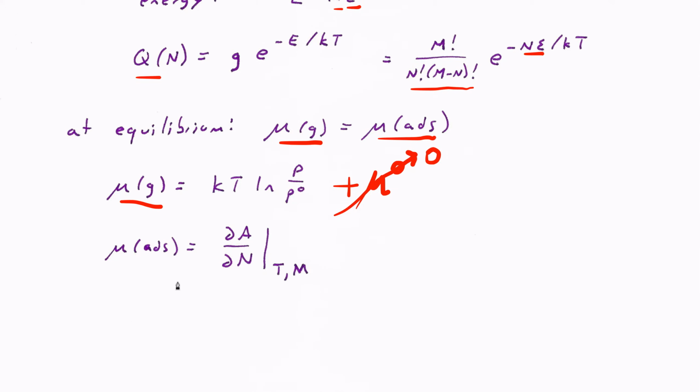For the adsorbed phase, we're going to have to do a little more work to figure out what the chemical potential is. The chemical potential in any phase is the partial molar energy of some sort, depending on whether we're at constant temperature, constant volume. In this case, it's going to be easiest to consider the chemical potential as the partial molar Helmholtz free energy with respect to the number of molecules. Normally, we would do this at constant T and constant V. dA/dN at constant T and V is a definition of the chemical potential.